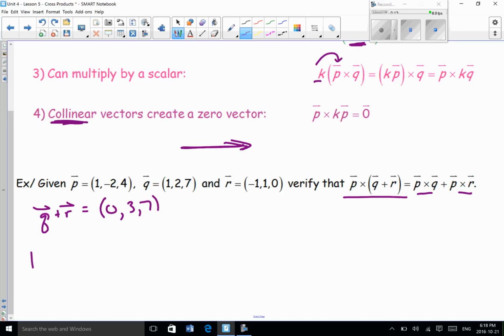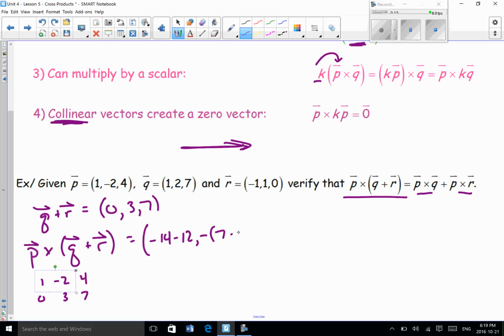So if I want to do P cross (Q plus R), if I put them on top of each other, 1, -2, and 4, 0, 3, 7, we'll get -14 minus 12. We'll get the negative of 7 minus 0, and we'll get 3 minus 0. Or in other words, -26, -7, and 3. Okay, so the left-hand side would equal that.